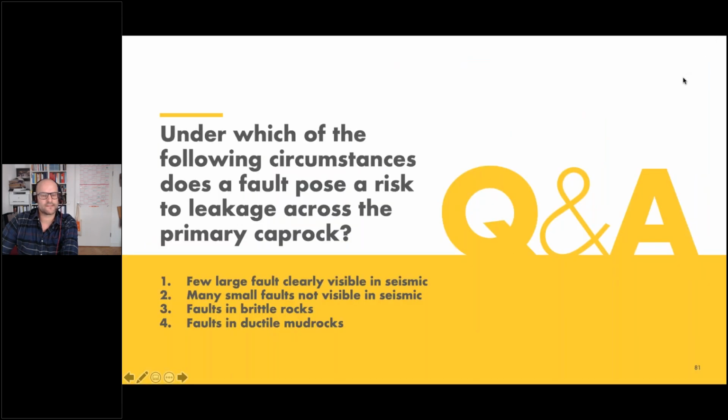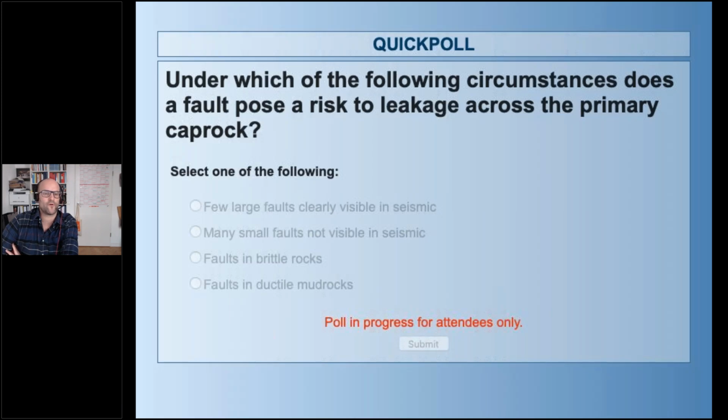So to get started, it would be good to have a Q&A right at the beginning, and I'd like to ask the audience the following question. So what do you think, under which of the following circumstances does a fault pose a risk to leakage across the primary caprock? So is it that we are having only few large faults that are clearly visible in seismic, or that we are having many small faults that are at sub-seismic resolution, so we actually don't see them? Is it faults in brittle rocks, or is it faults in more ductile rocks?